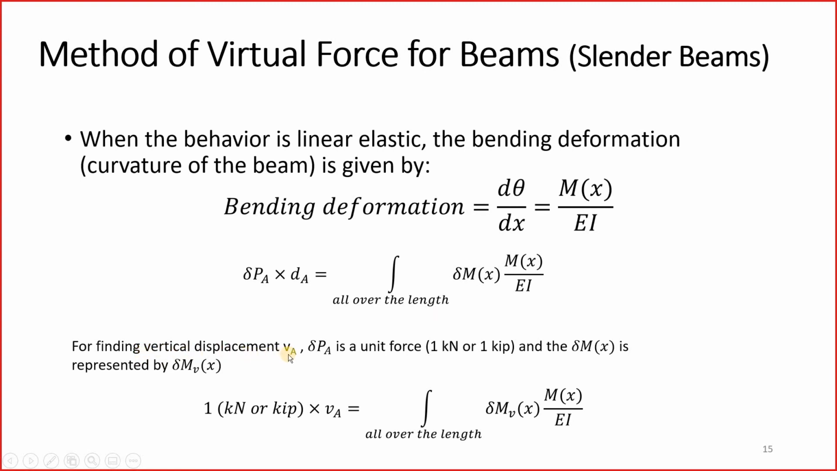Now for finding vertical displacement, in a beam we need to determine either a vertical displacement or a rotation at some point. The rotation is the angle of the tangent to the elastic curve, theta, which is something you have already studied. So for finding vertical displacement VA, delta P_A needs to be a unit force, 1 kilonewton or 1 kip, and then delta M(x) is represented by delta M_v(x), just to tell that this is due to the application of a vertical force.